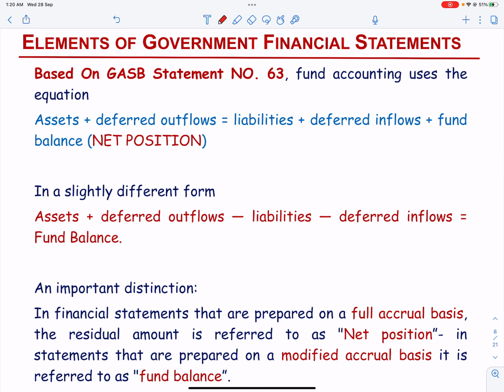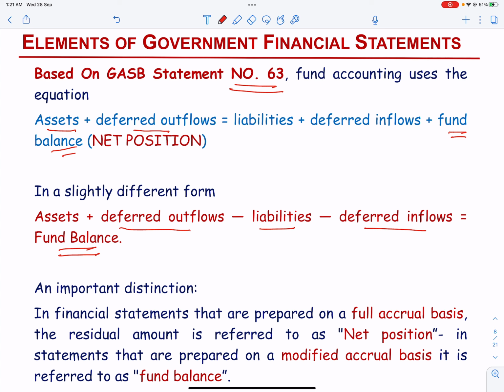So based on GASB statement number 63, fund accounting uses the equation as assets plus deferred outflow, this is similar to assets, is equal to liabilities plus deferred inflows plus fund balance. We can put it like this as well, in a slightly different form: assets plus deferred outflows minus liabilities minus deferred inflows is equal to fund balance.